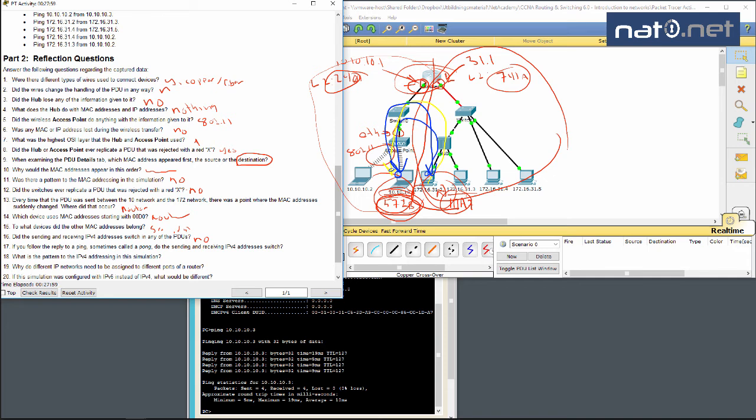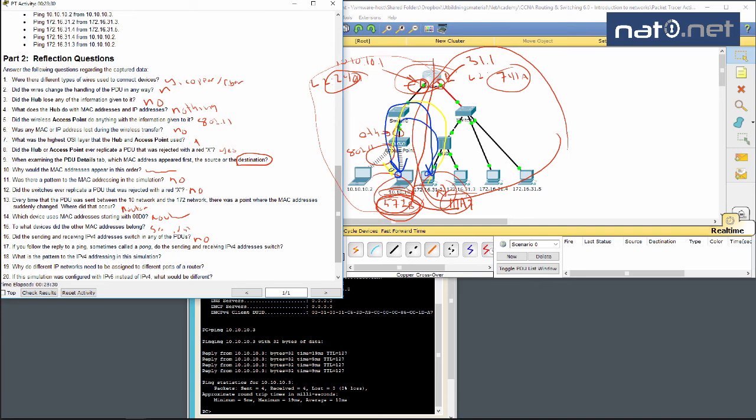19. Why do different IP networks need to be assigned to different ports of a router? Because the function of a router is to interconnect different IP subnets. So that's why you need to have router interfaces in different subnets in order for it to route. If it had more than one interface in the same subnet, which it can't, it would not have been able to route. So it's a gateway between different IP subnets.